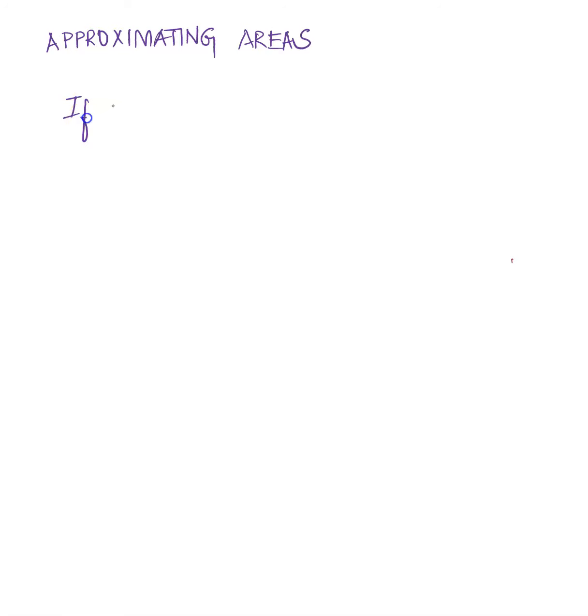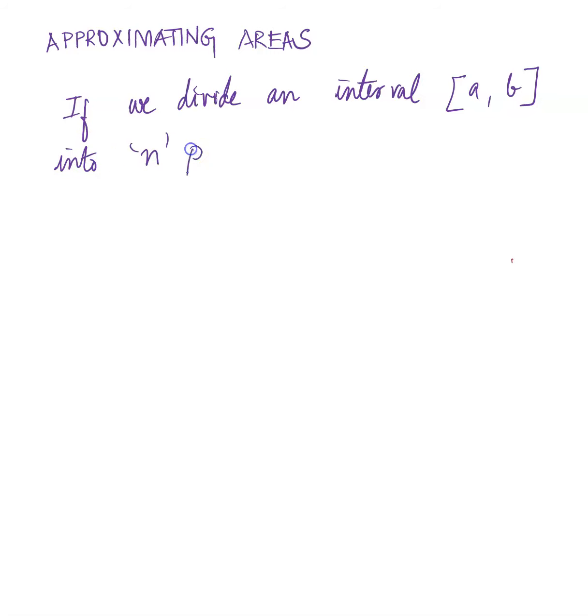So say if we divide an interval, usually we denote it by AB, into n partitions. Right? If we wanted 2 rectangles, it will be 2 partitions. If we wanted 4 rectangles, 4 partitions, and so on. So n. We will choose n minus 1 points.